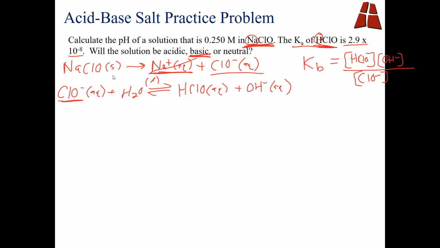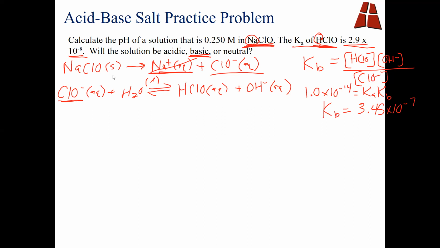And how we would do that is 1 times 10 to the negative 14th is equal to Ka times Kb. And since we have the Ka value of 2.9 times 10 to the negative 8th that is given to us, we can do 1.0 times 10 to the negative 14th divided by that value. When we do that, I got a Kb value equal to 3.45 times 10 to the negative 7.